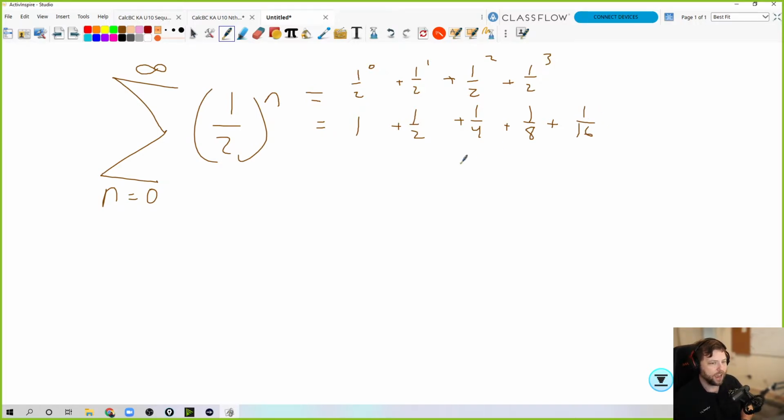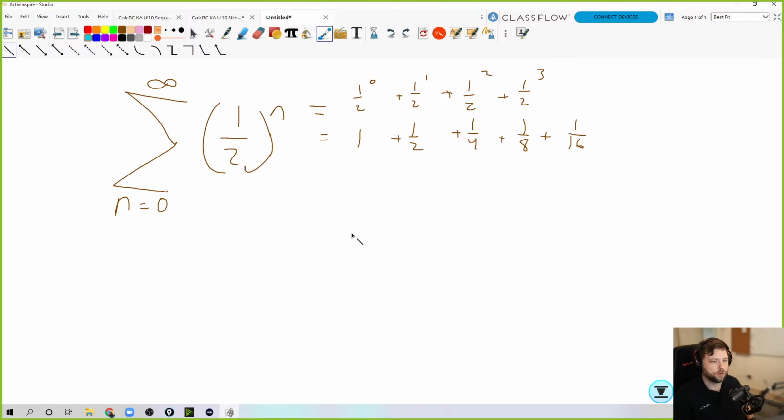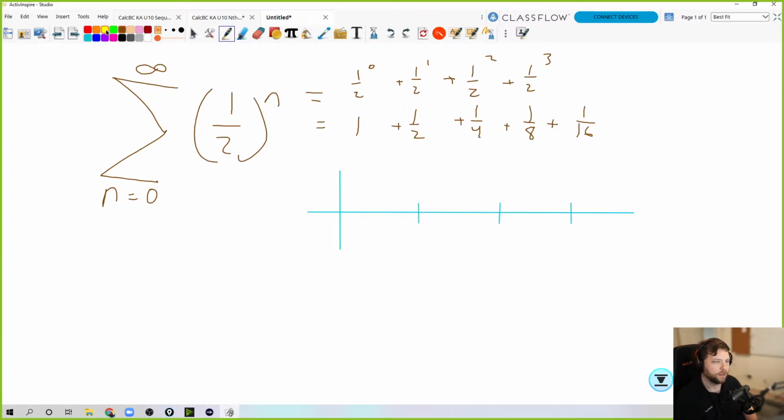If you actually added these up, I want to make this as a number line to show you what's happening. I'm going to try to make this even. Eyeball this pretty even. So let's treat this as a number line, and we're just going to keep adding chunks. This is 1, 2, 3, and so on.